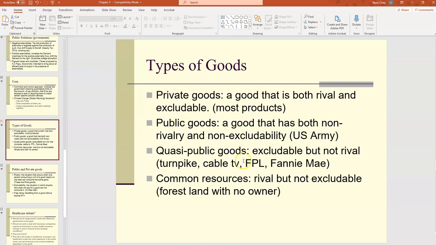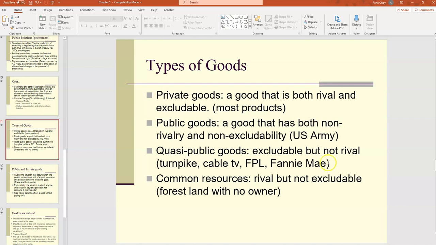A quasi-public good is a good that is excludable but not rival. Examples of stuff like this are government-created expressways like the Florida Turnpike, things like cable TV, Florida Power and Light, or companies that provide mortgages or mortgage insurance so that people can buy mortgages, and so that you can afford to have a 3% down payment for a house. A quasi-public good is usually a good that was created either privately and then became quasi-public, or it was created to be quasi-public, aka partially public, partially private.